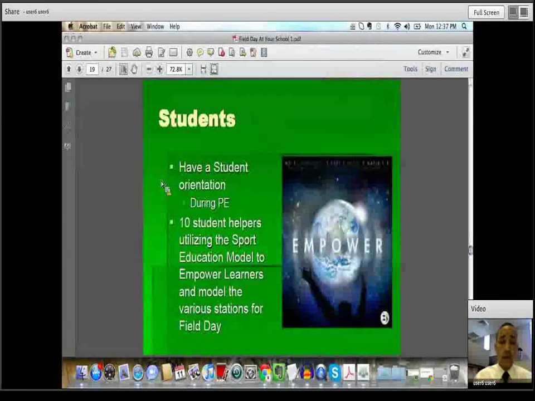It's also important to have a student orientation so they know what to expect the big day. You can empower 10 students to demonstrate to all of the campus the various stations they would see the day of the field day. This can be done utilizing the sport education model.